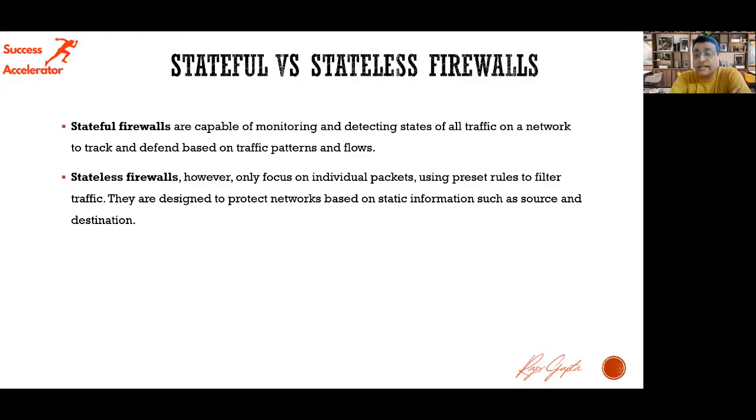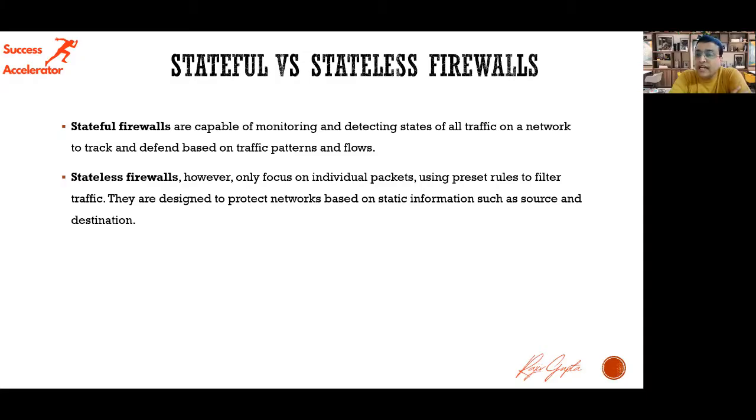Stateless firewalls, the second bullet, however, only focus on individual packets, using preset rules to filter traffic. So in the previous slide, guys, you saw that in stateful firewalls there are no preset rules. A register is maintained. In stateless firewalls, a register is not maintained, but preset rules are maintained: what is allowed, what is not allowed.